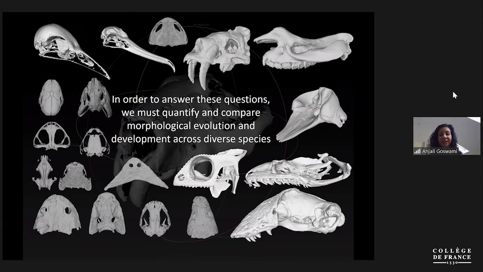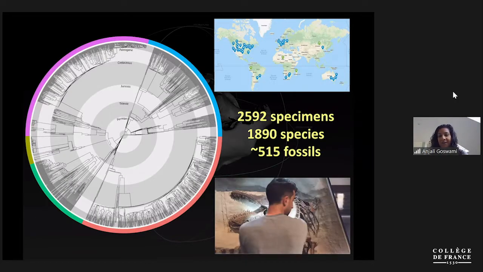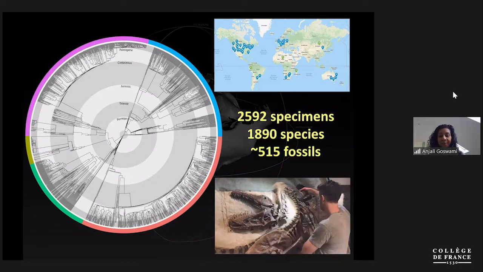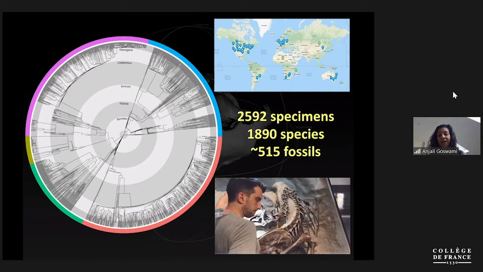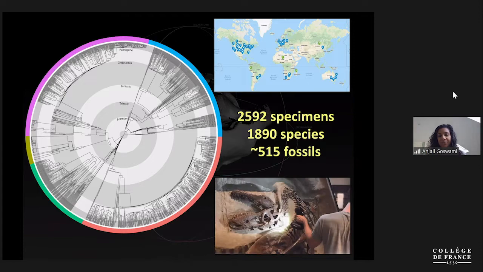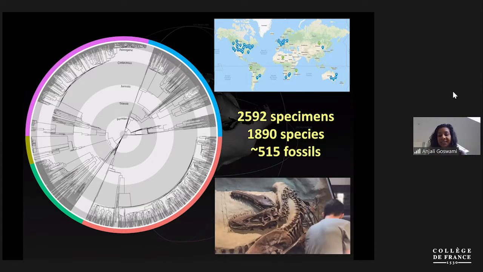And so over the last 5 years, my lab and I have been traveling around the world building an immense data set to really span the diversity of land vertebrates or tetrapods. And so what we've been doing is using CT scanners and laser scanners to travel around to museums across the world and build a 3D data set for skull shape.